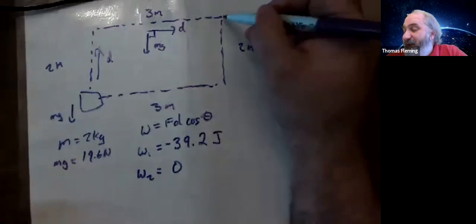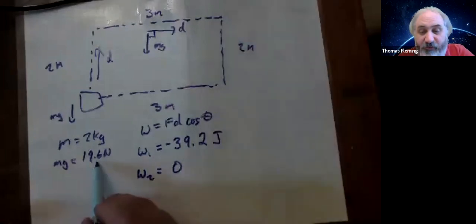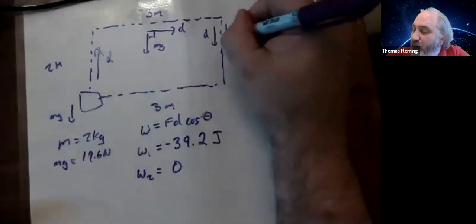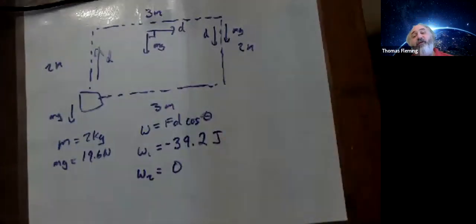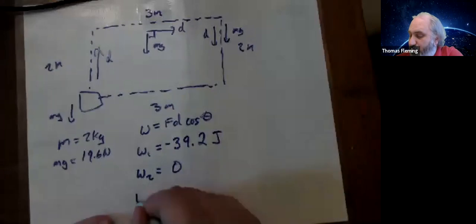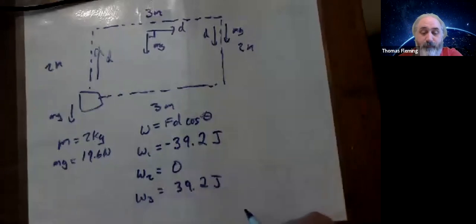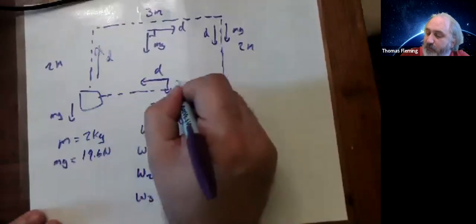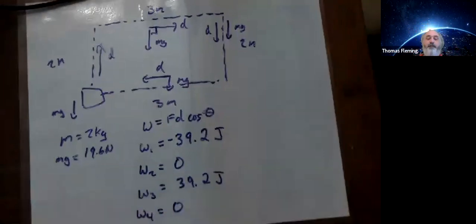Now, what about going back down again? As I go back down, the force is still 19.6. The distance is 2. So 2 times 19.6 is 39.2 still. But now the distance is downward and the force of gravity is downward. They're both in the same direction, so the angle between them is 0, and the cosine of 0 is 1. So for the third section, the work is positive 39.2. Now, when I go back sideways, the distance is to the left, gravity is straight down, the angle's 90, and for that portion of the trip, the work done is 0.